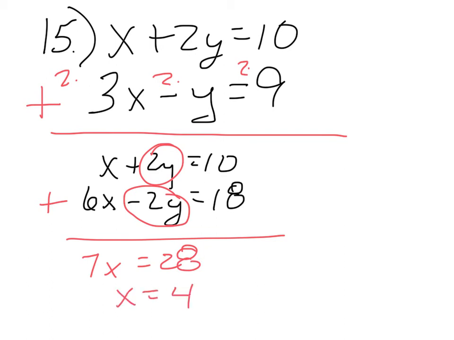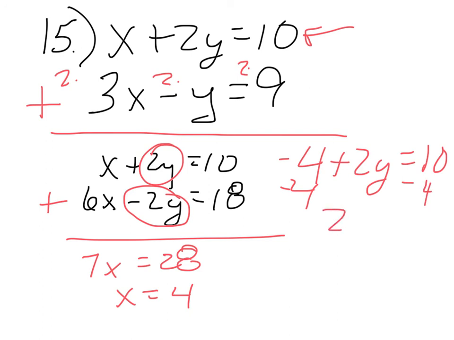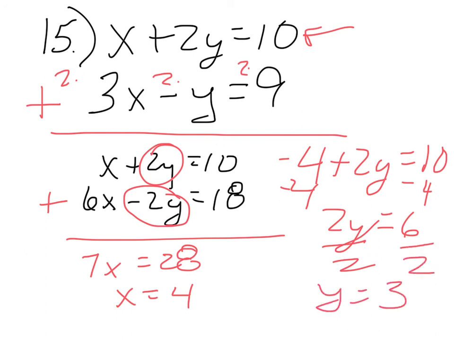I'm going to put that 4 back up in, I'll use this equation. Again, it doesn't really matter which one you use. 4 plus 2y equals 10. Subtract 4 from both sides. 2y equals 6. Divide by 2. y equals 3. There you go.